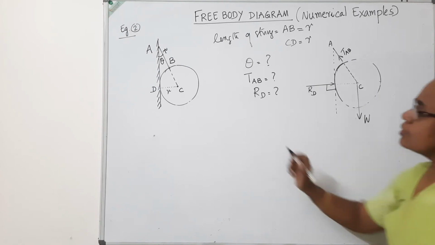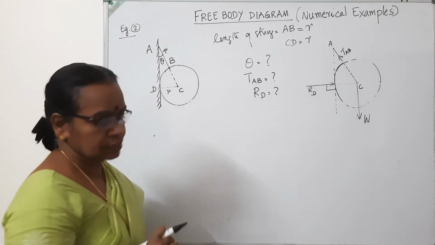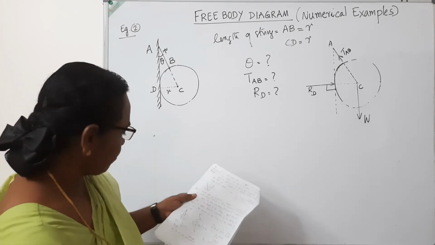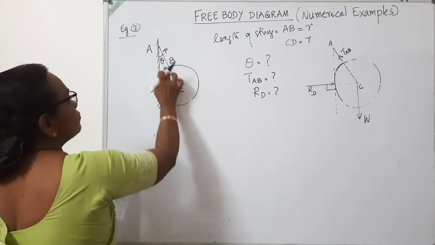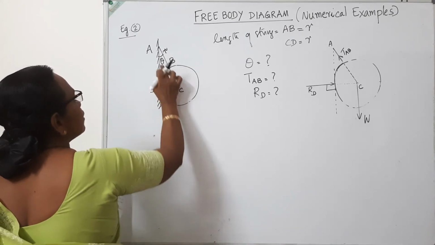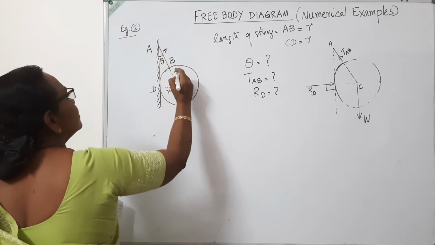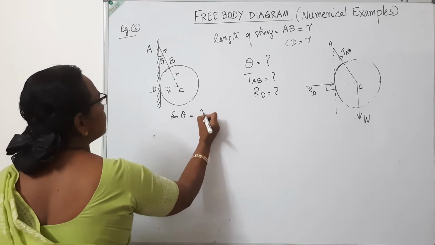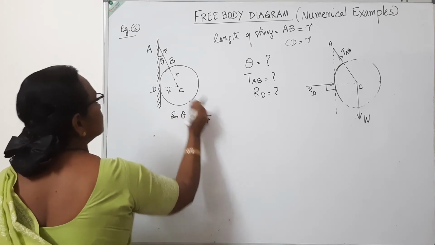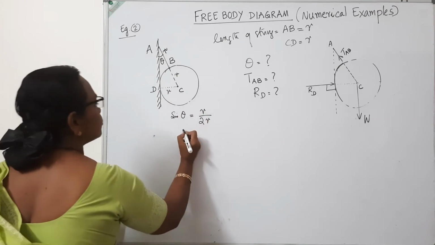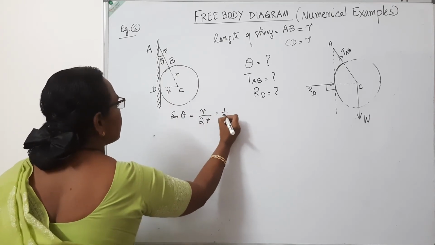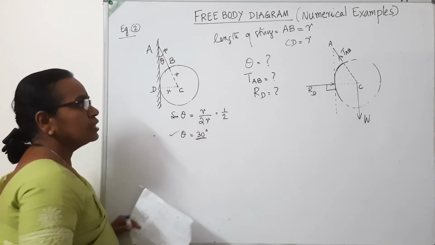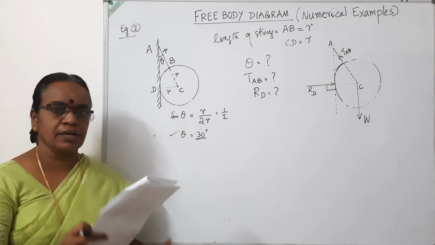So we have to find out theta, tension, RD, all the three things. We have drawn the free body diagram. First of all, look into this figure. If theta is this angle, what about sine theta? This is r, this radius is also r. We can see sine theta is equal to opposite side divided by hypotenuse, r divided by 2r. Therefore, sine theta is equal to 1 by 2. Therefore, theta is equal to 30 degrees. We have got the first answer. Inclination of the spring with the vertical is 30 degrees.